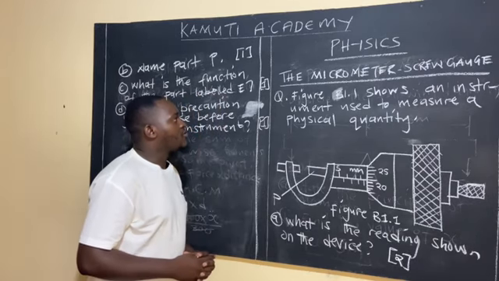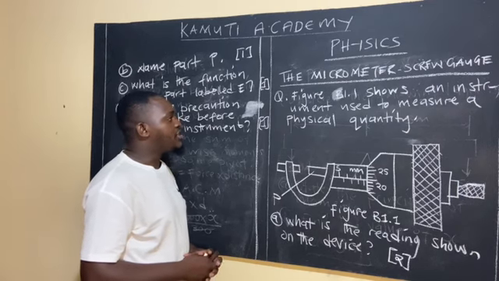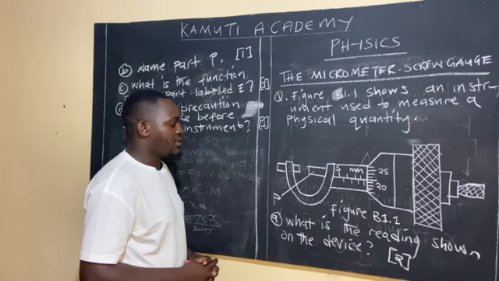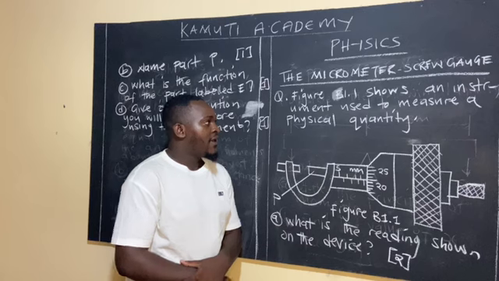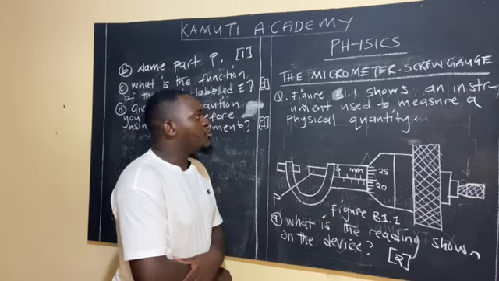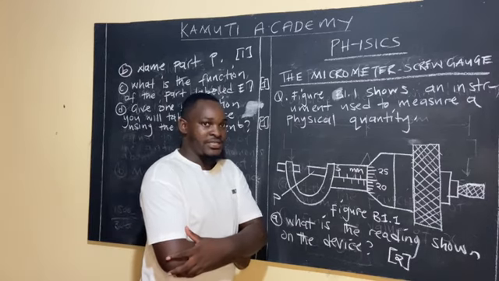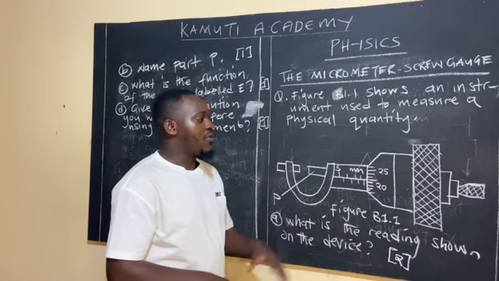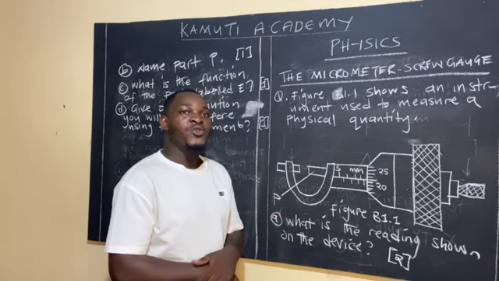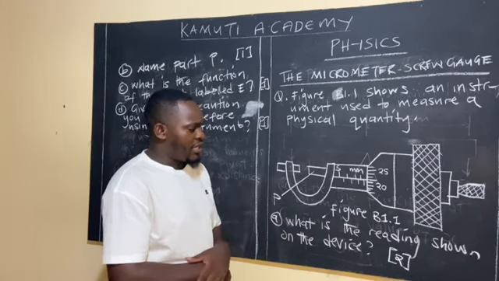All right. So the question reads, figure B1.1 shows an instrument used to measure a physical quantity. So this is the figure. So now, what physical quantity is measured by the micrometer screw gauge? So the micrometer screw gauge is used to measure what? Length.